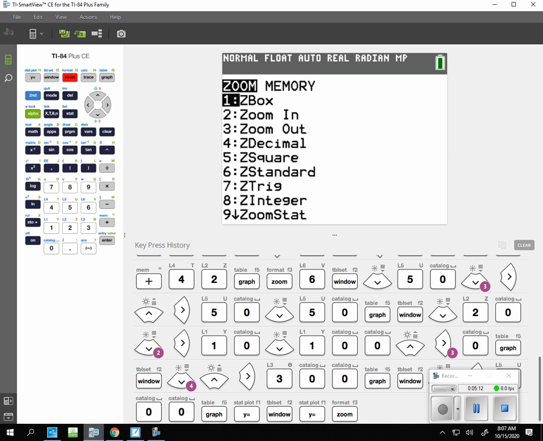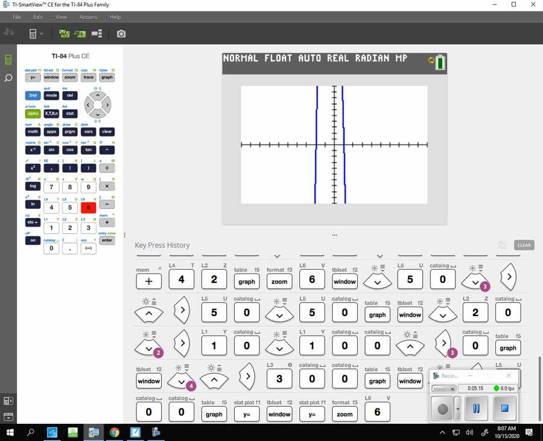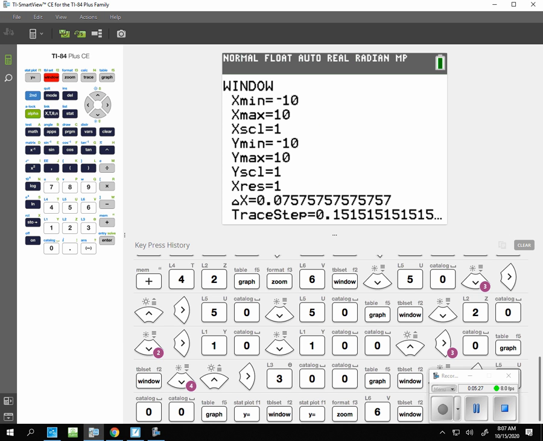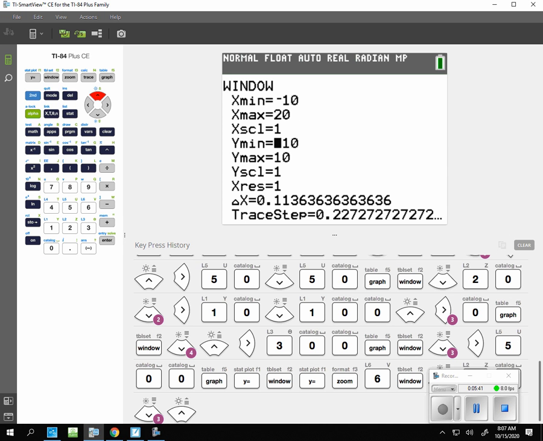Well, if I go to zoom standard, I'm going to see a picture where I don't really see everything. I can tell that there's more to this picture than what I'm seeing. So what I recommend anytime you want to see more of the picture is change your window. The window basically shows you what you see. So I'm going to go out to 20 instead, so now I'm going from negative 10 to 20 on the x-axis. And I want to see stuff above and below, so let's go really big: negative 300 all the way down and a maximum of, let's say, 100. Let's see what that does for us.